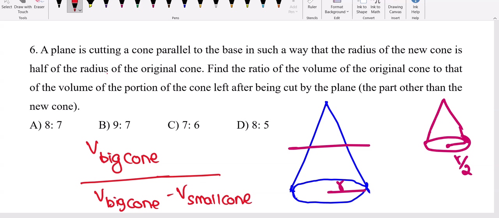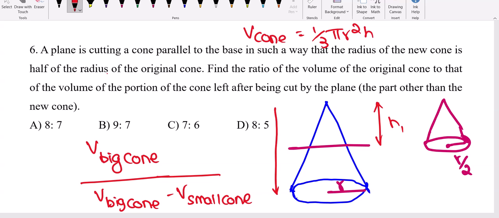Everyone knows the volume of the cone is 1 by 3 pi r square h. And here the height is different. Here we can say h1. The original height is h. The relation between h1 and h will decide the answer actually.